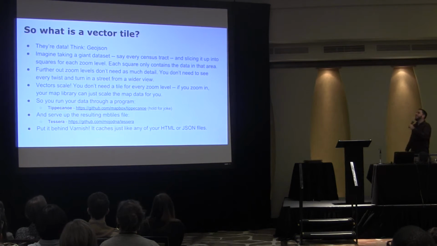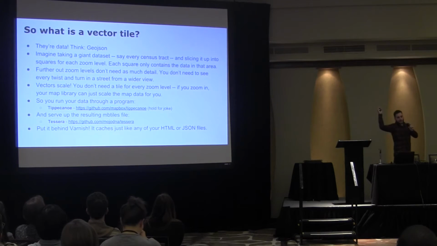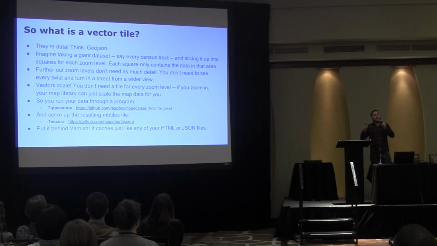So what is a vector tile? They're data, right? Think of them as little pieces of GeoJSON. So imagine you take a giant data set, like every census tract in the US, and you slice it into little squares for each zoom level, and each square only contains the data in that area. But you might be thinking, that's still all of the data, Ken, you've just sliced it up, right?